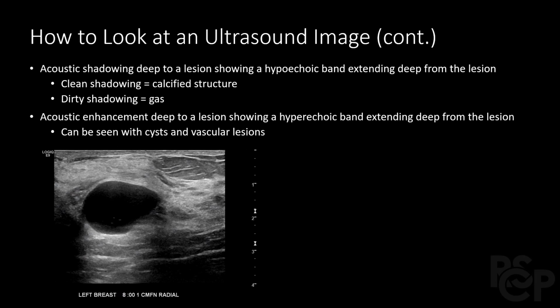Some more important characteristics when looking at an ultrasound image. Acoustic shadowing deep to a lesion shows a hypoechoic band extending deep from the lesion. If we see clean shadowing, that will be a calcified structure. If we see dirty shadowing, that will be a gas. Acoustic enhancement deep to a lesion shows a hyperechoic band extending deep from the lesion. And this can be seen with cysts and vascular lesions. Here we have an example of an acoustic enhancement deep to a left breast cyst.